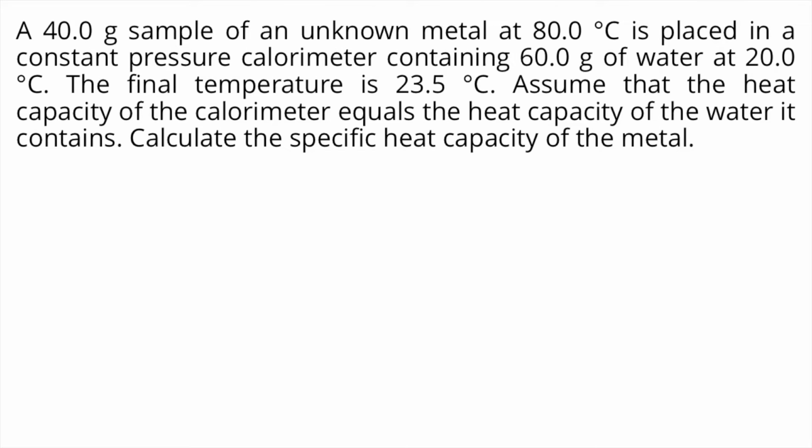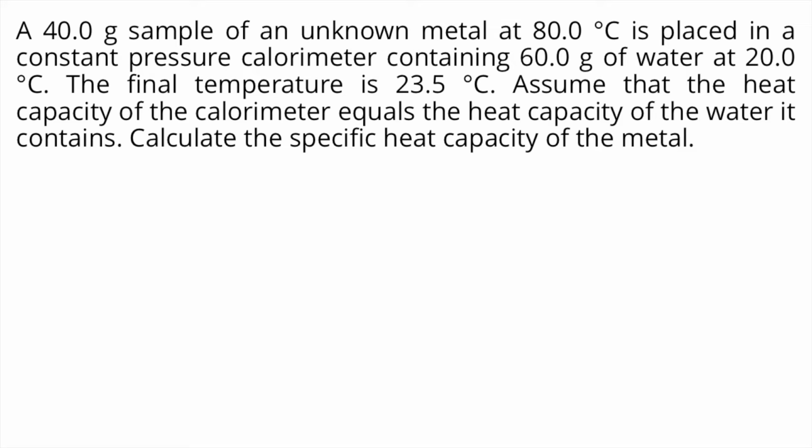A 40-gram sample of an unknown metal at 80 degrees Celsius is placed in a constant pressure calorimeter containing 60 grams of water at 20 degrees Celsius. The final temperature is 23.5 degrees Celsius. Assume that the heat capacity of the calorimeter equals the heat capacity of the water it contains. Calculate the specific heat capacity of the metal.